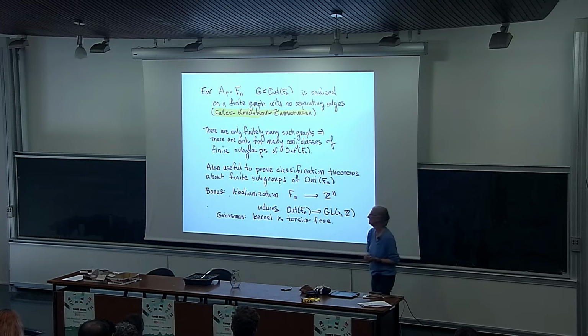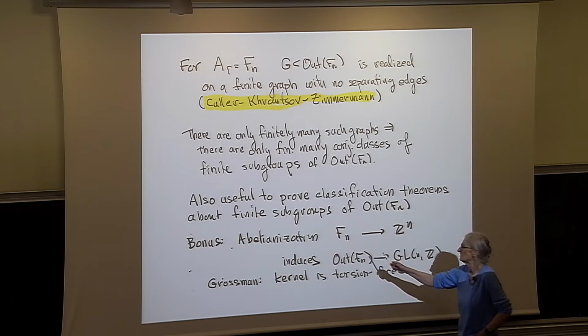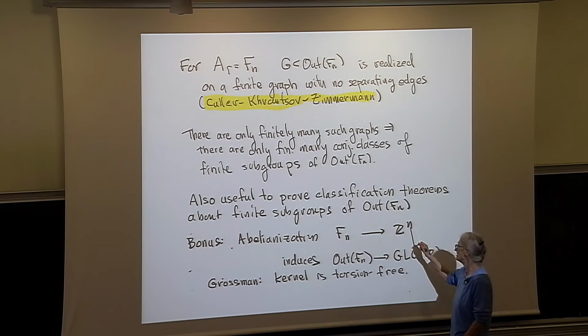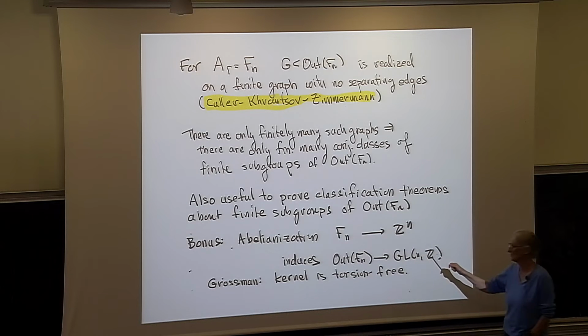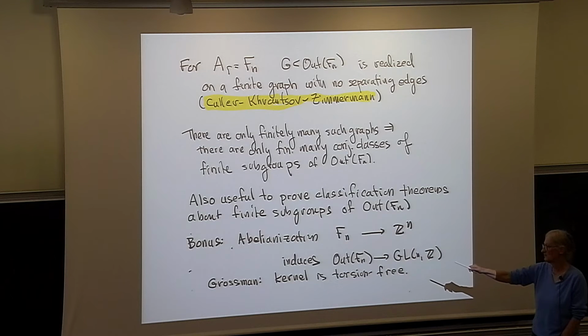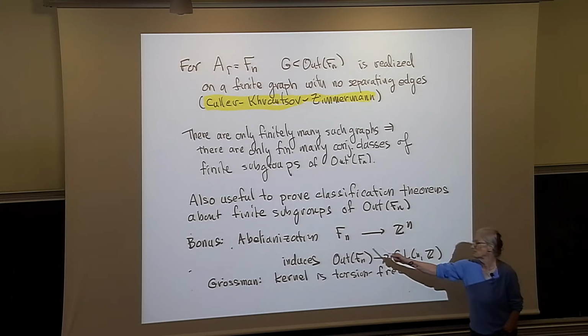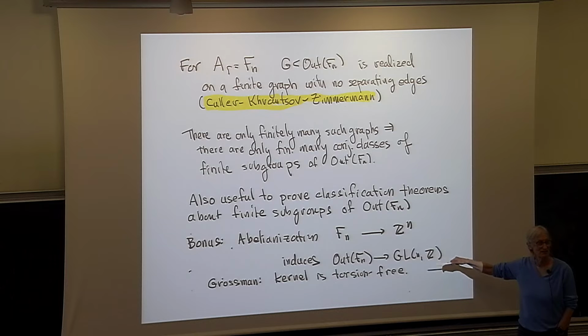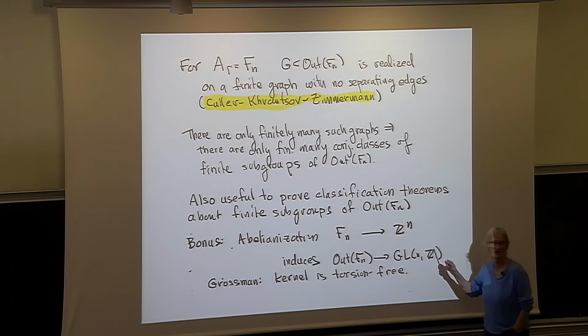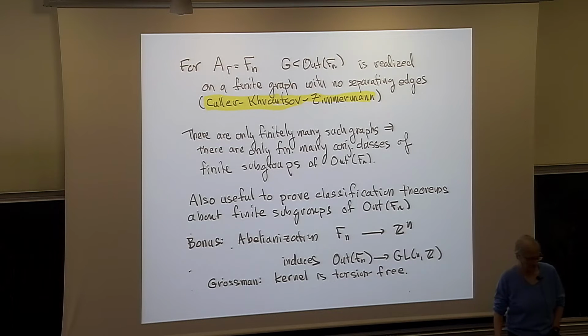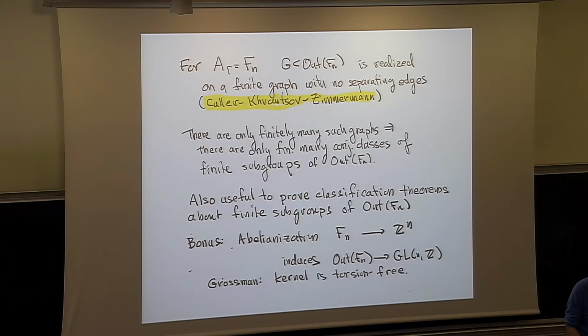And a bonus is that if you look at the abelianization map from the free group to Z^n, that induces a map on automorphism groups, and in fact on outer automorphism groups. And Edna Grossman proved that the kernel is actually torsion-free. So what does this mean? If you find interesting classes of finite subgroups in Out(Fn), you'll get interesting finite subgroups in GL(n,Z). So even if you're only interested in GL(n,Z), it's interesting to look at Out(Fn) and graphs.